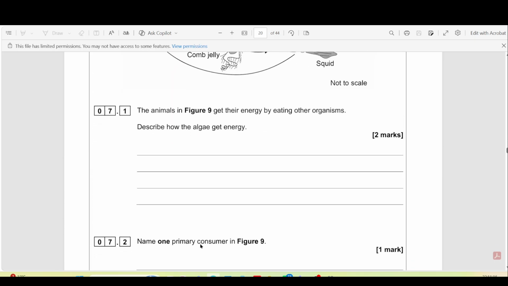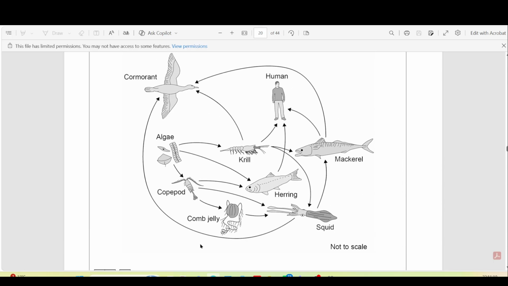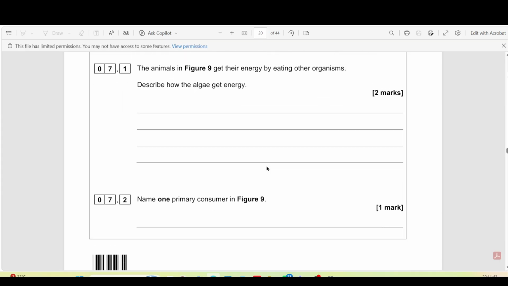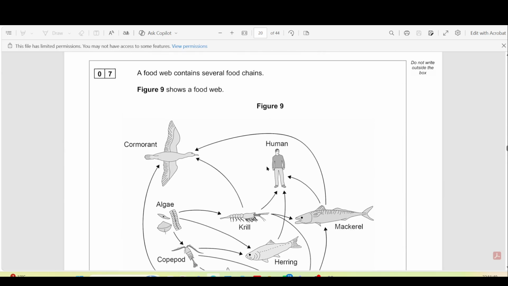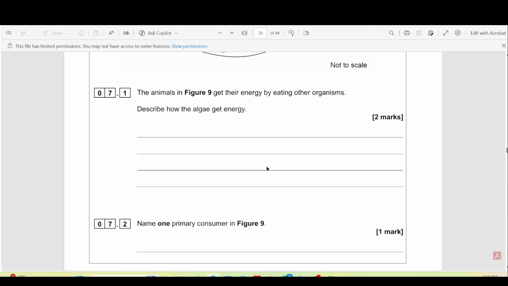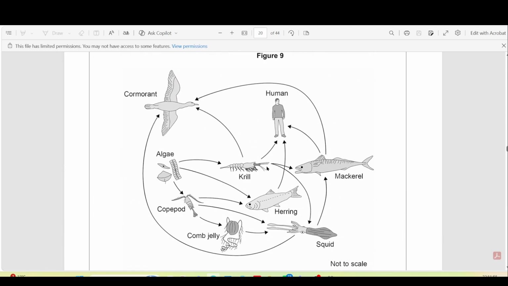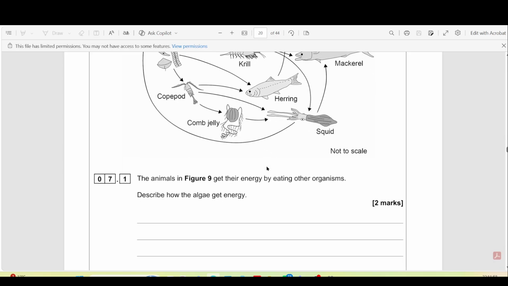Name one primary consumer in Figure 9. Human. We can say humans are secondary also, because we also eat fish, and fish eat algae, so we are secondary. Which one is only primary? Cormorant. Yes. Name one producer in Figure 9. Algae. Yes.